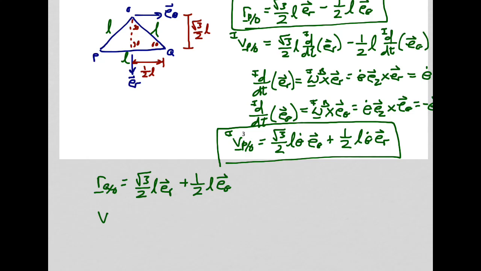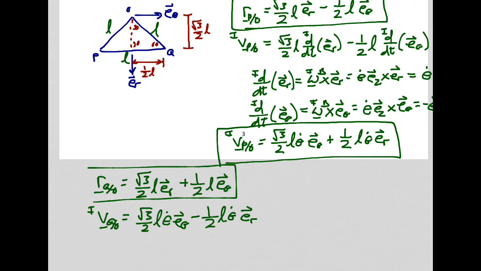And then the velocity of Q with respect to O, as observed in an inertial reference frame, is the square root of 3 over 2 L theta dot E_theta. Oops, forgot theta dot. Minus 1/2 L theta dot in the E_r direction. And now we have two more of our vectors that we'll use to find our total angular momentum.